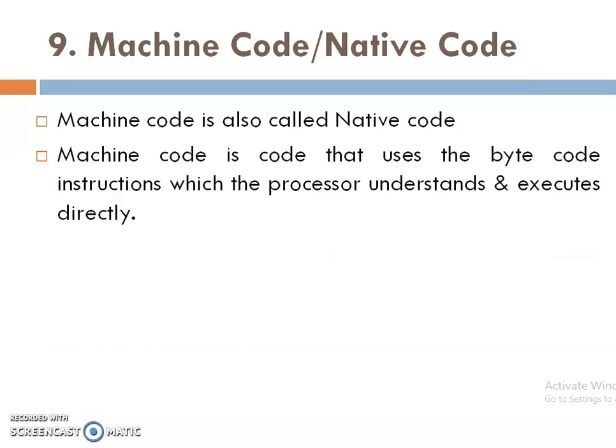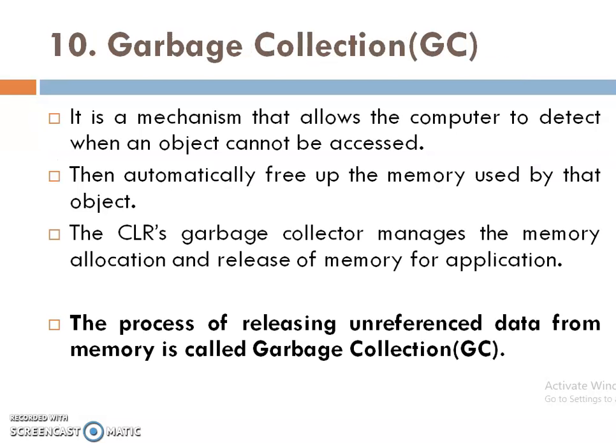Now another component is machine code. It is also called native code. Machine code is code that uses the bytecode instructions which the processor understands and executes directly.